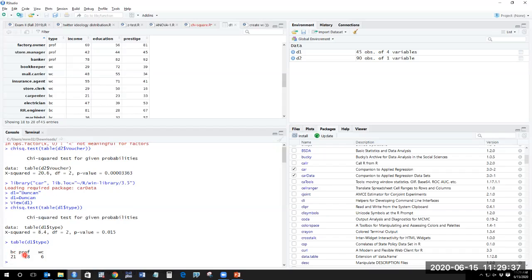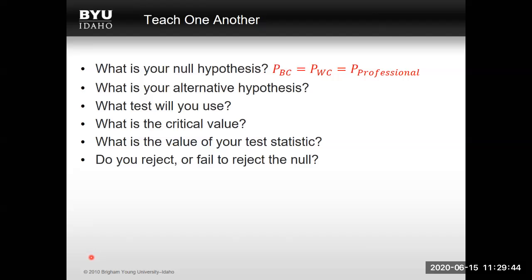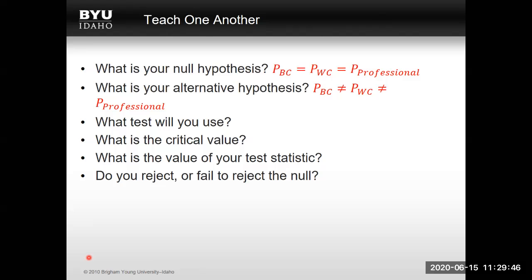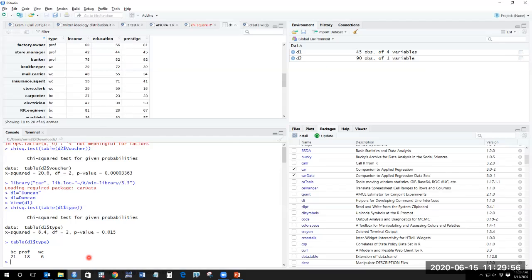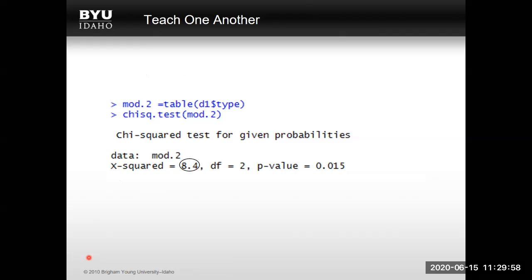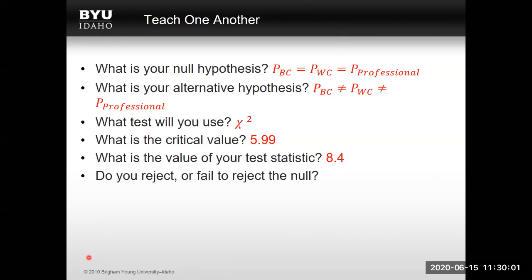Right, 21, 18, and 6. So my null hypothesis is that these values all equal each other. The alternative is that they do not all equal each other. We use the chi-square test. Critical value is 5.99. Our test statistic was 8.4. And what do you do with the null? You reject the null hypothesis.